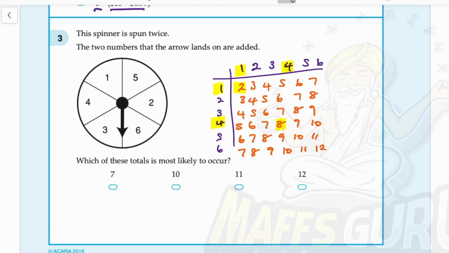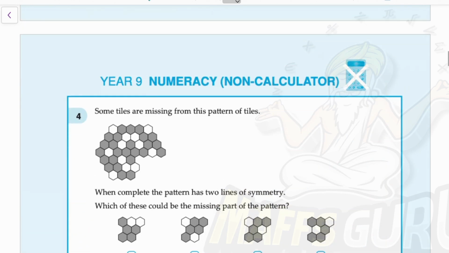Now, because it wants to know which of the ones is most likely to occur, what are we looking for? Well, obviously in this situation, the number that appears the most. And as it turns out, there are 1, 2, 3, 4, 5, 6 sevens. That is the one that's most likely to appear. And so 7 is my correct answer there.